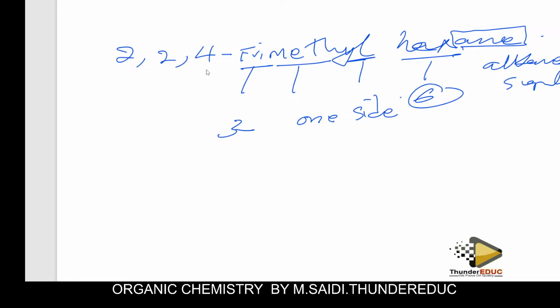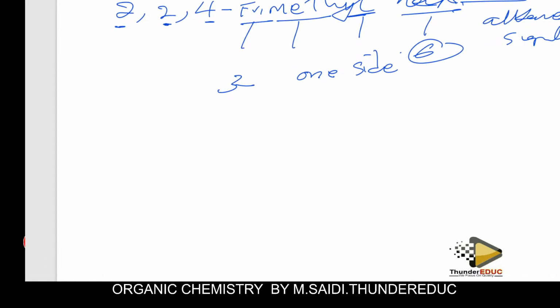The first branch is on carbon atom number 4, the second branch on carbon atom number 2, and the third branch is on carbon atom number 2. I think I've explained what it means. So before you write this structural formula, you need to identify what each and everything means. Now let's go to the writing and find out how we write this.